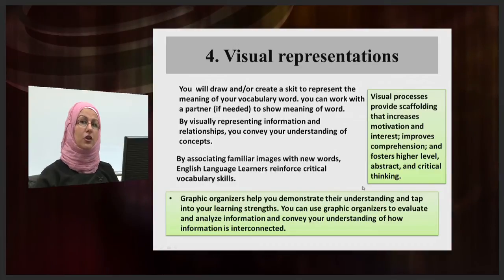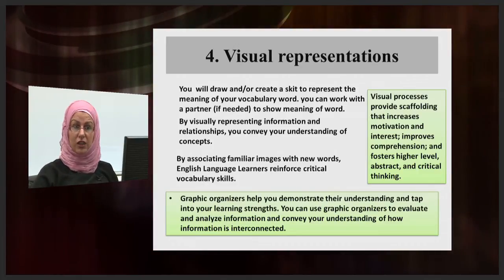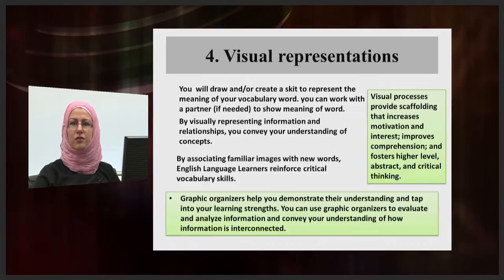So in order to reignite your motivation to learn, in order to reignite your interest in learning, try to use some visual processes. This improves comprehension and also fosters higher level abstract and critical thinking again. So you see, visual representations foster the higher order thinking skills, which are really needed for you as a learner.